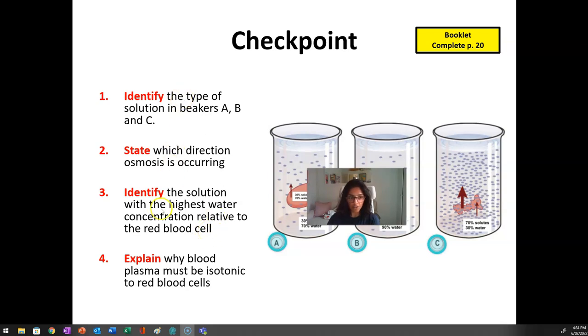So these three questions are basic 1-mark recall questions. You shouldn't be writing any more than one sentence for those. And for the final question, it's an explain question. We would call this a level A type question, or an A grade question. So you have to put a bit more thought into it and use your key terminology. And you need to explain why blood plasma must be isotonic to red blood cells. So pause the video here, see if you can answer those questions and complete page 20 of your booklet.